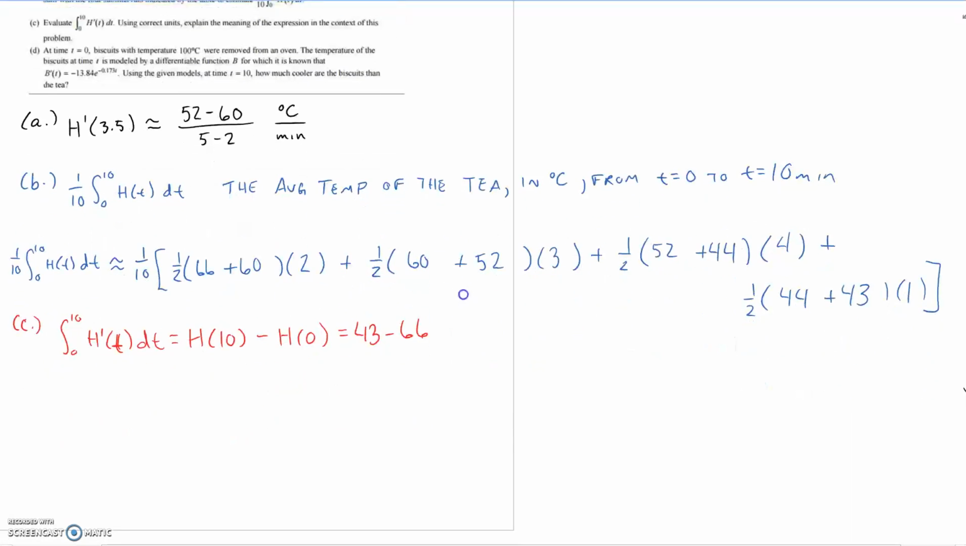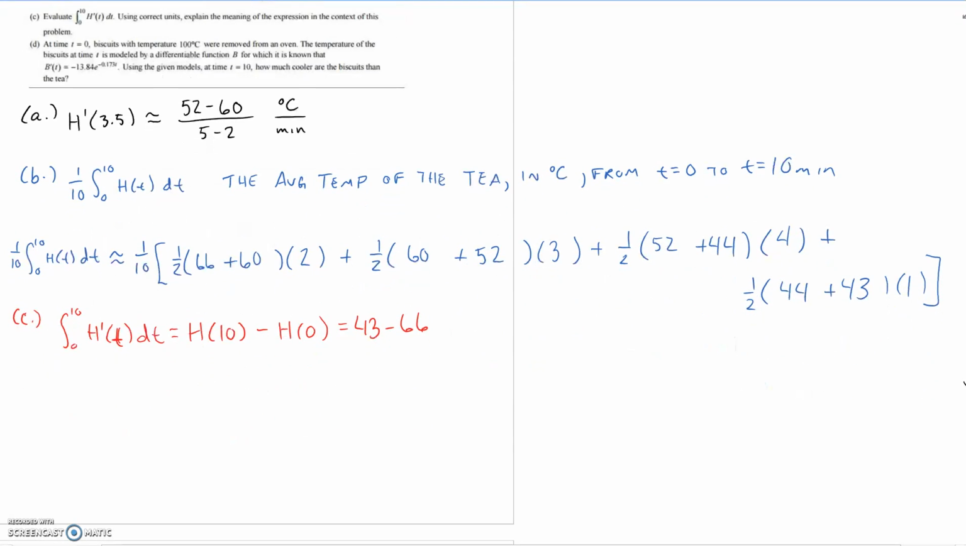And then we have to explain the meaning of this integral as well. When I integrate the rate of change, I'm going to get the amount of change. So this integral represents the change in the temperature of the tea. There's our noun. The units are degrees Celsius from t equals 0 to t equals 10 minutes.